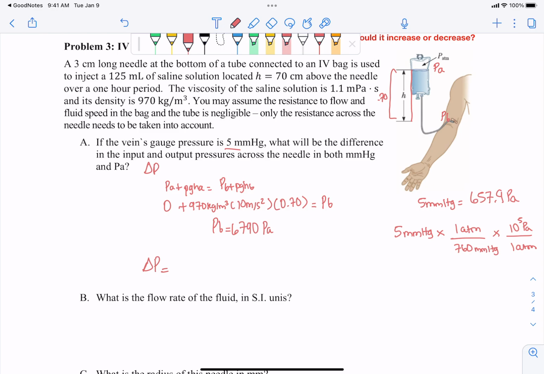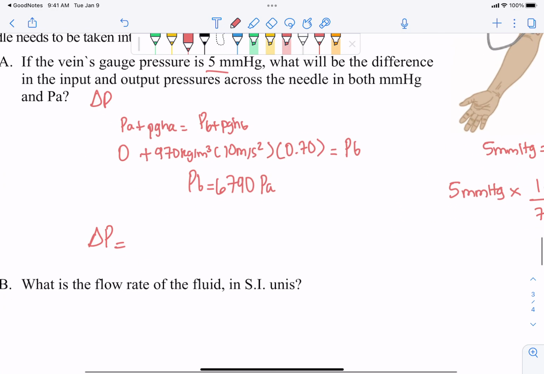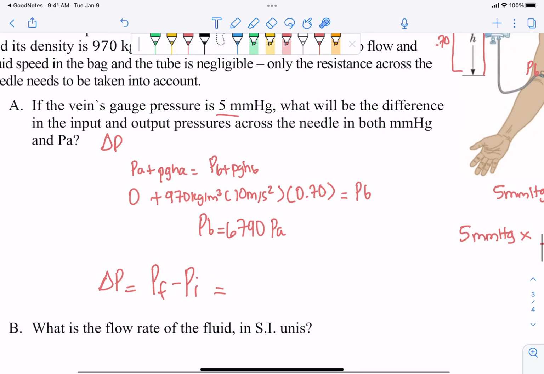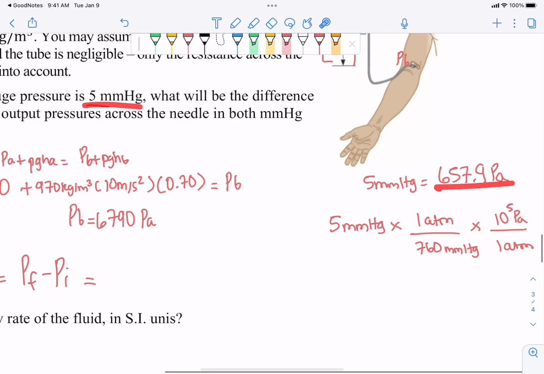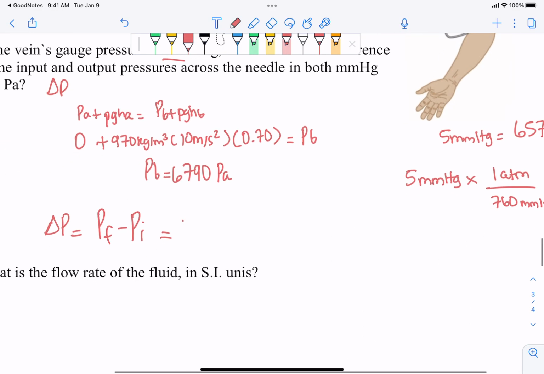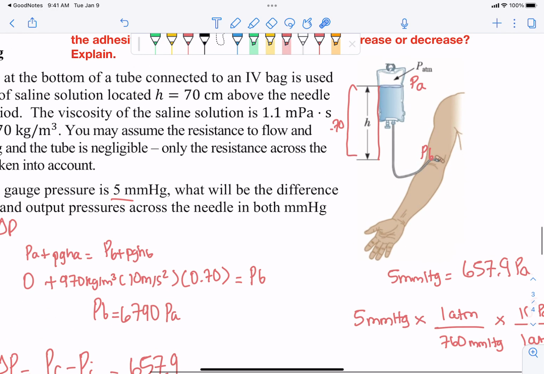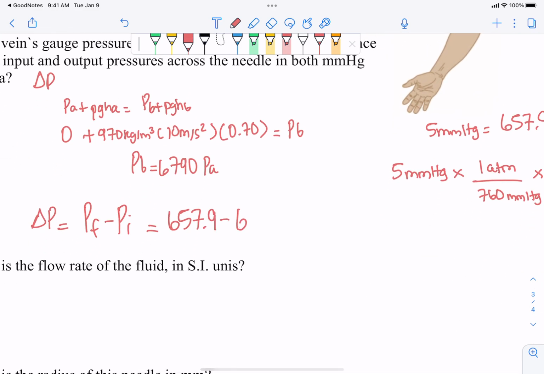Does that kind of make sense? Because we said PF minus PI as our delta P, right? So your vein has a pressure of 5 millimeters of mercury, or 657.9 pascals. That's the final pressure in your blood, essentially. But the pressure coming in, due to this saline solution and the difference in the height, will be 6,790. So this is what's coming out, right?